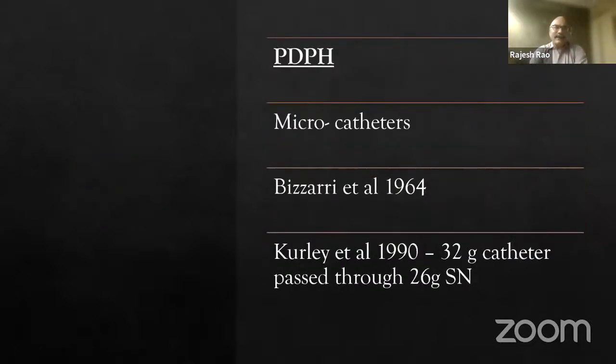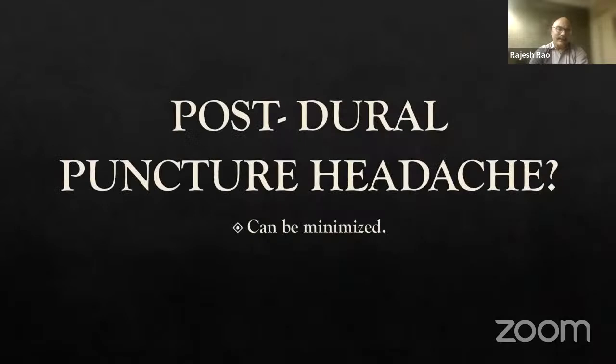PDPH: to minimize PDPH, again, microcatheters came into the picture. Bizarri et al. in 1964 and Curelaru et al. in 1990 used a 32 gauge catheter passed through a 26 gauge spinal needle. But again, as I've mentioned before, smaller catheters have their own limitations and complications.